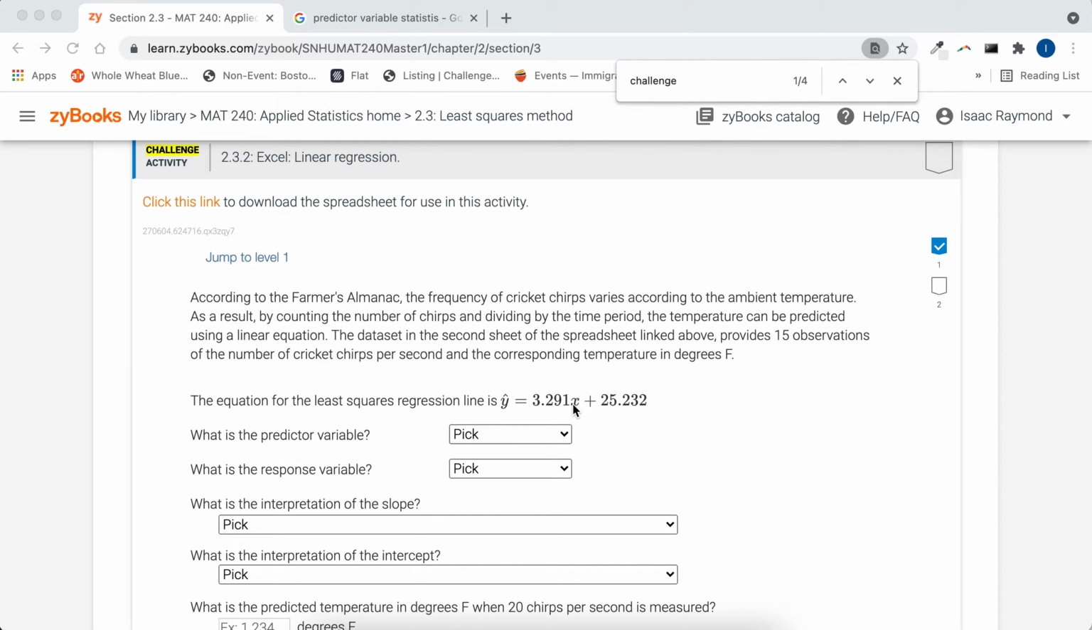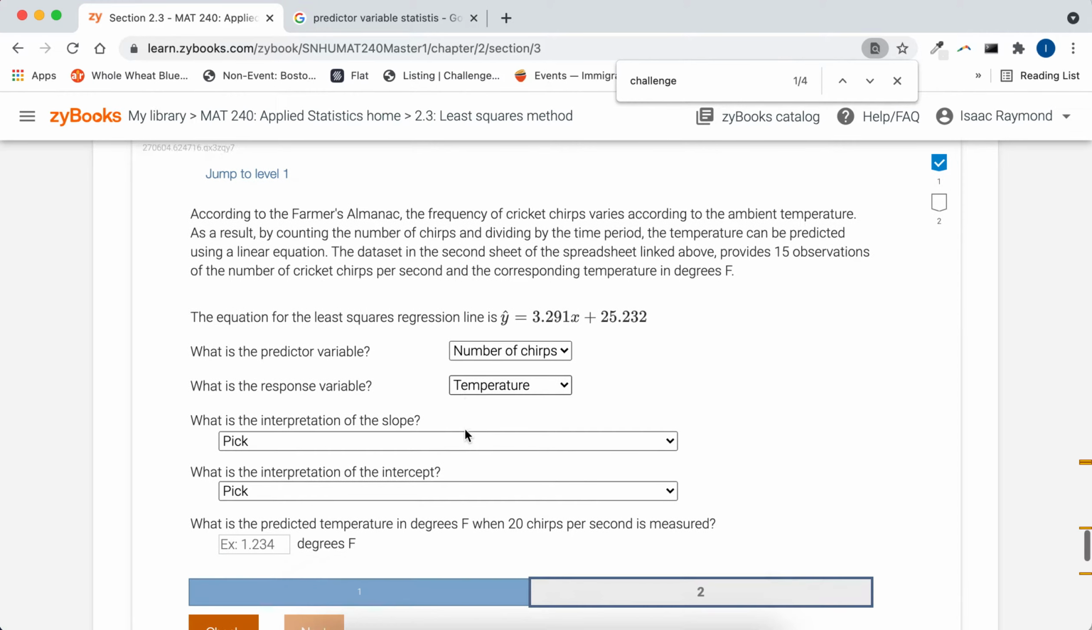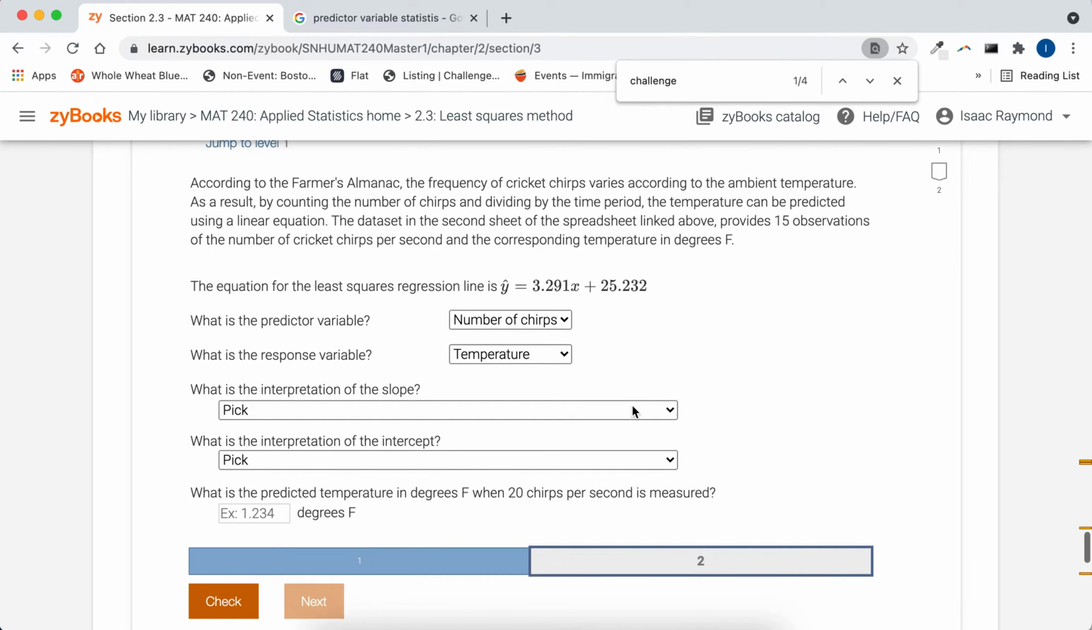Okay, but I think Zybooks has it wrong, because when I did this problem to test it out, Zybooks has the number of chirps as the x variable and temperature as the y variable. But again, that is wrong because the x variable is supposed to be the independent variable. Chirps aren't causing the temperature to increase, right? It's the temperature that's causing the chirps to increase. So I think Zybooks has those reversed, just so you know. That's what they have in their answer key.